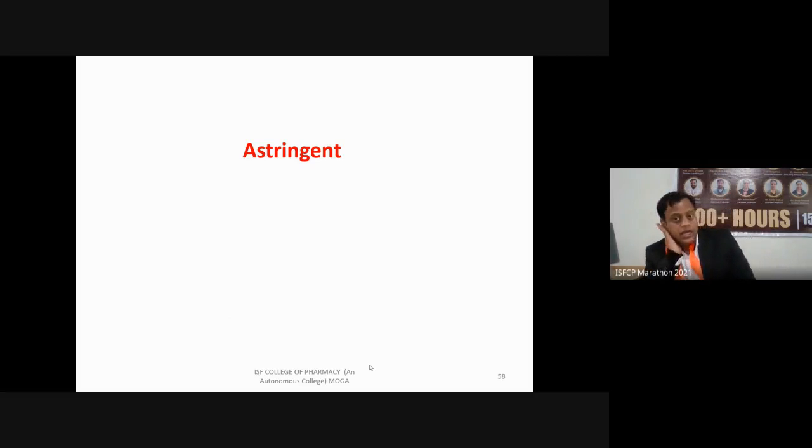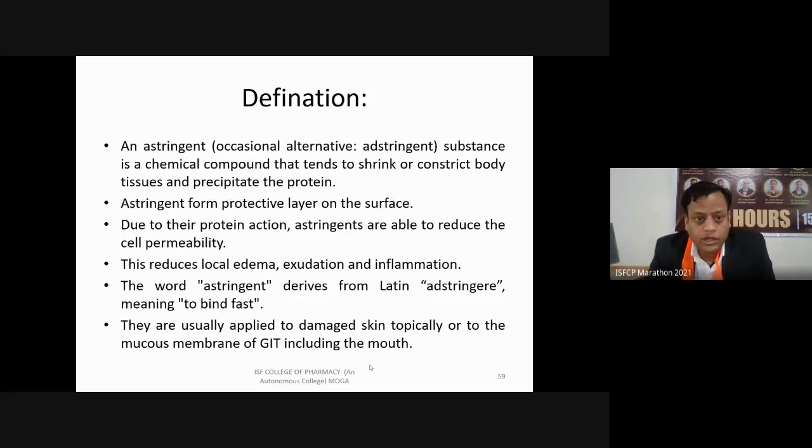Next topic is astringent. An astringent substance is a chemical compound that tends to shrink or constrict body tissue and precipitate protein. So astringents generally act by shrinking or constriction of body tissue. So they reduce the absorption. They generally precipitate the protein, so they form a protective layer on the surface of skin.